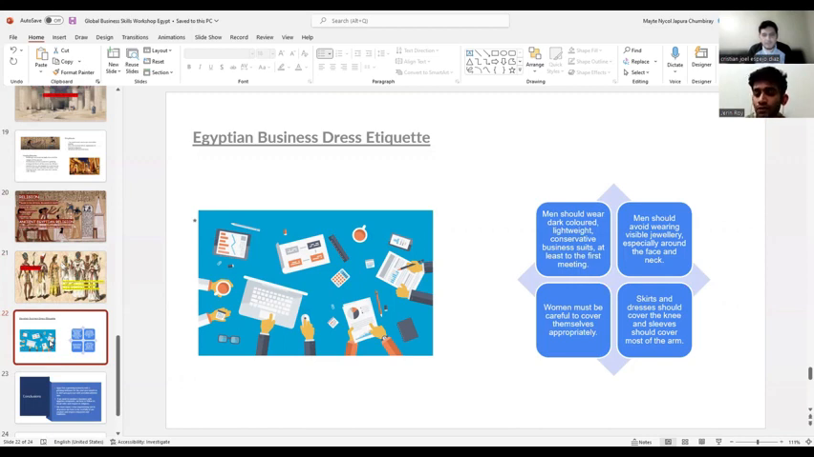Men should wear a dark color, lightweight, conservative business suit at least on the first meeting, and men should avoid wearing visible jewelry, especially around the face and neck. Women must be careful to cover themselves appropriately, and skirts and dresses should cover the knee and sleeves should cover most of the arms. And these are the Egyptian business dress etiquettes.